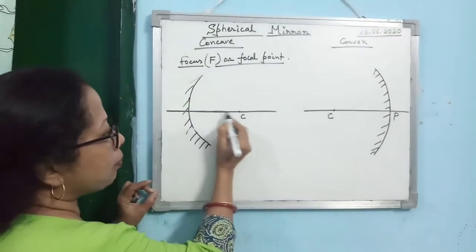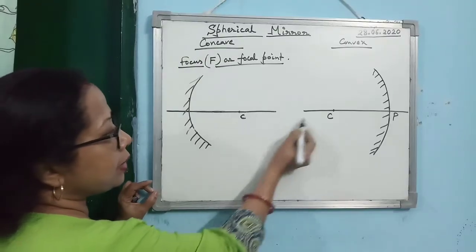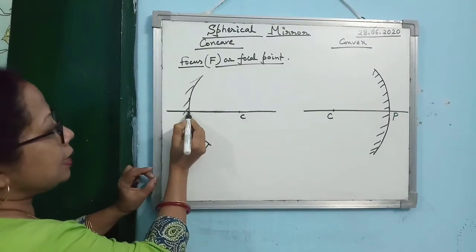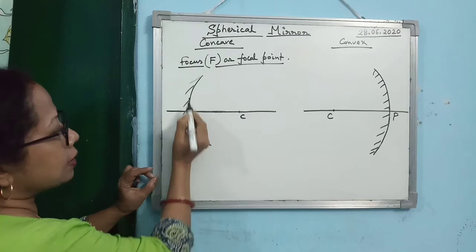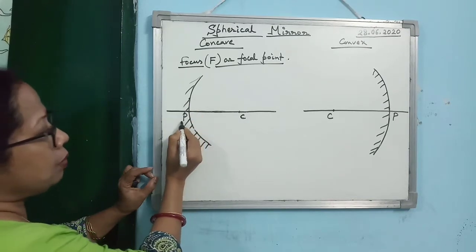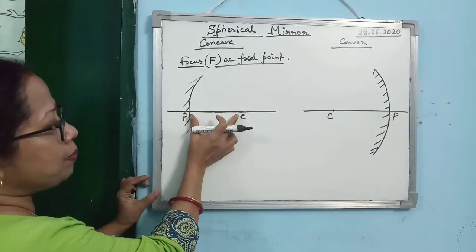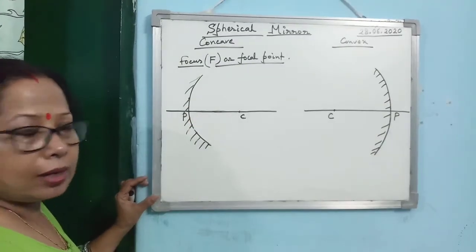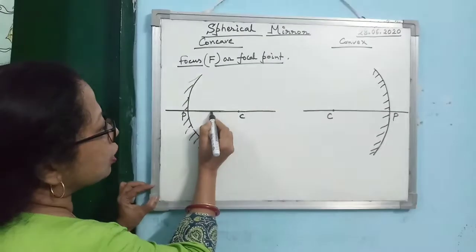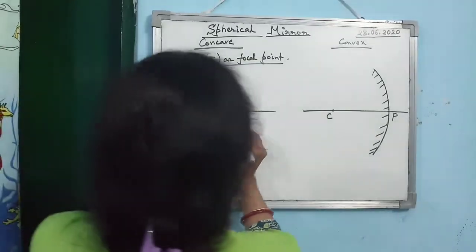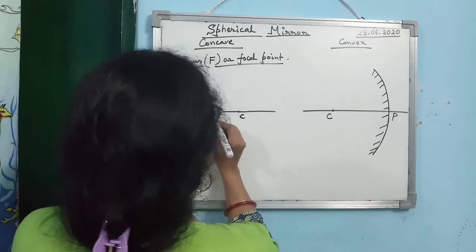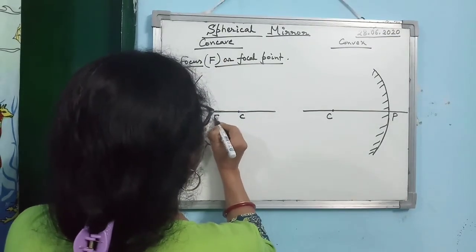And then mark the center and name it as C. And the line will intersect the mirror at one point, that will be marked as pole. Okay. Then what you will do? You see here, you have taken PC as 6 centimeter. Alright. Now at a distance of 3 centimeter, means the midpoint of PC, you mark it as F.